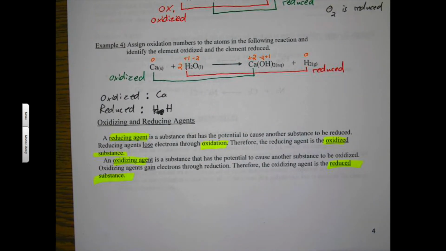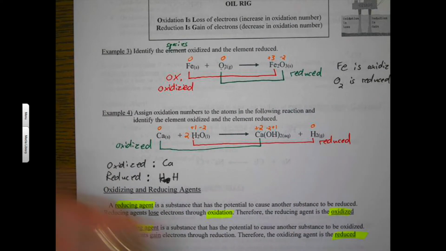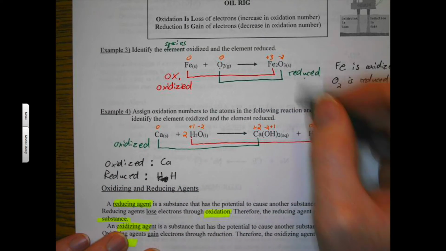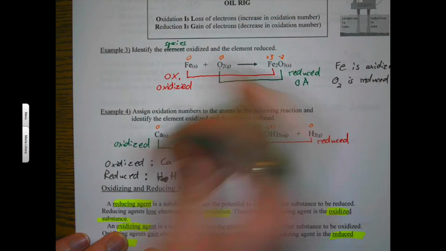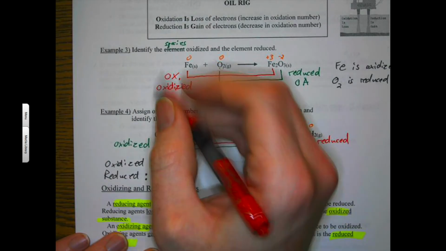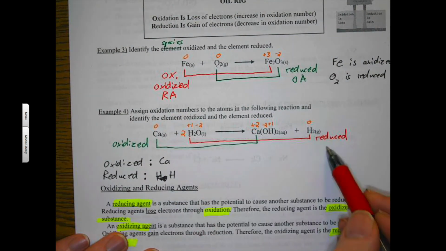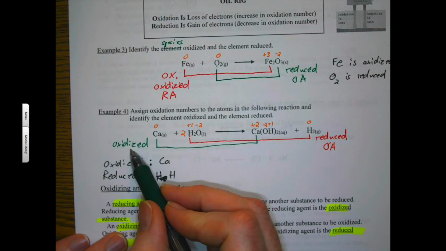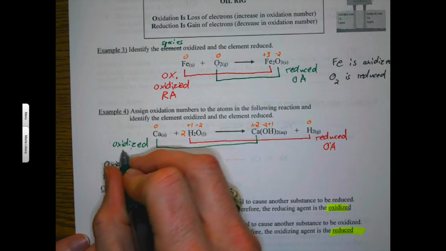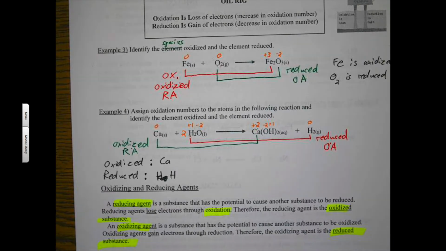Okay, so knowing that, let's take a look at this. Since this one was reduced, that is basically going to tell us that that is the oxidizing agent. And then since this one was oxidized, it was the reducing agent. Since this one was reduced, it is the oxidizing agent. And since this one was oxidized, this one is the reducing agent. Okay, RA for reducing agent.